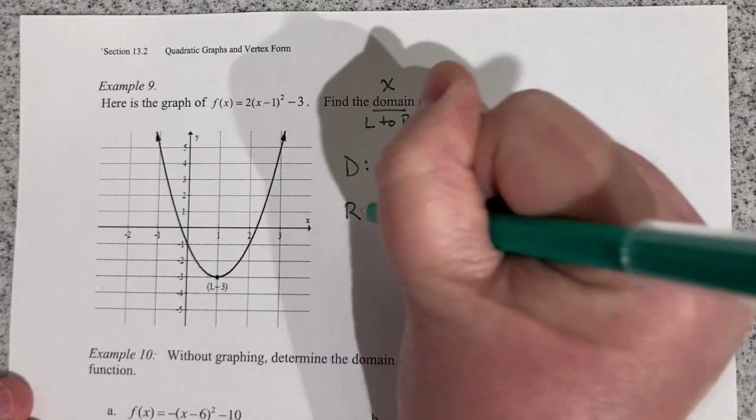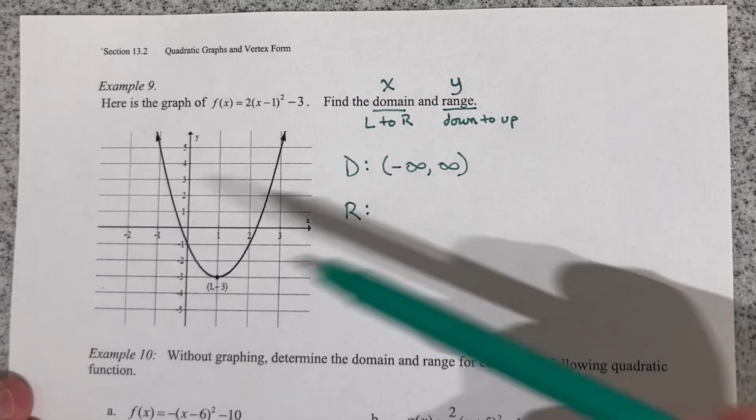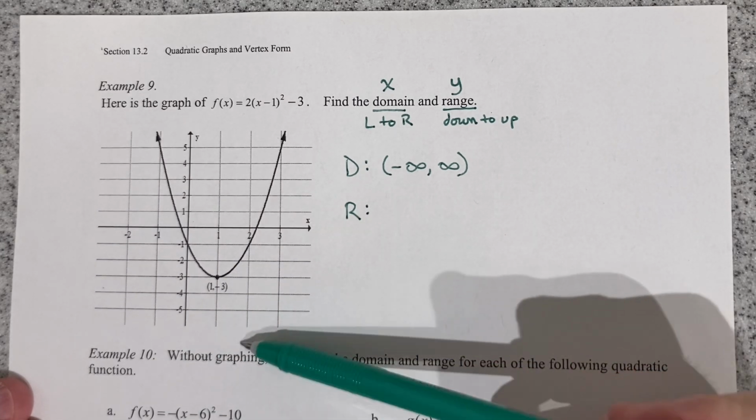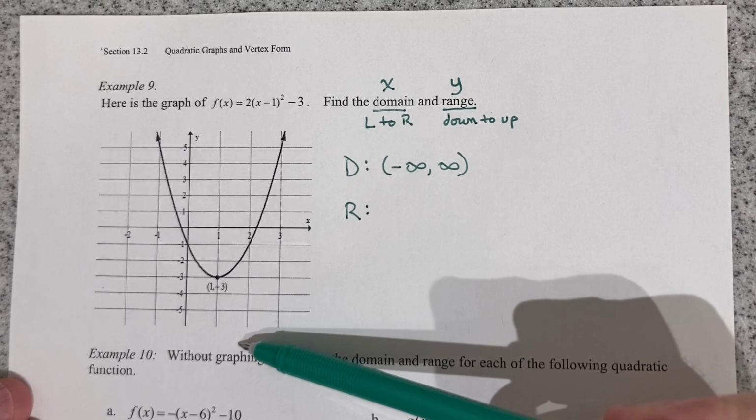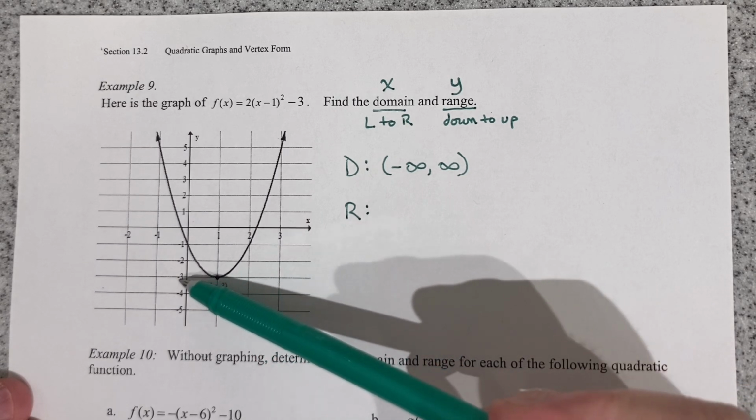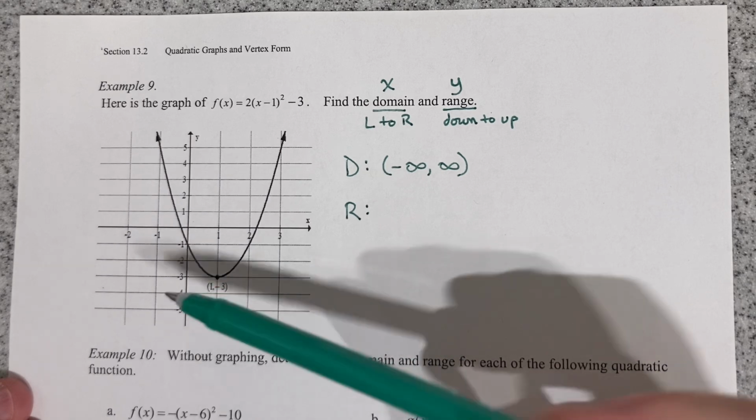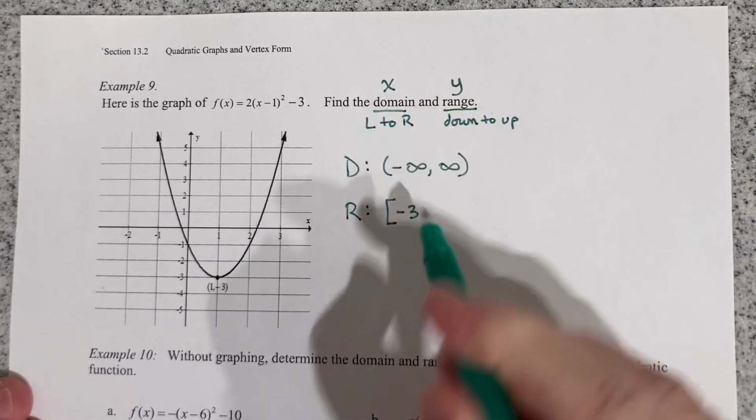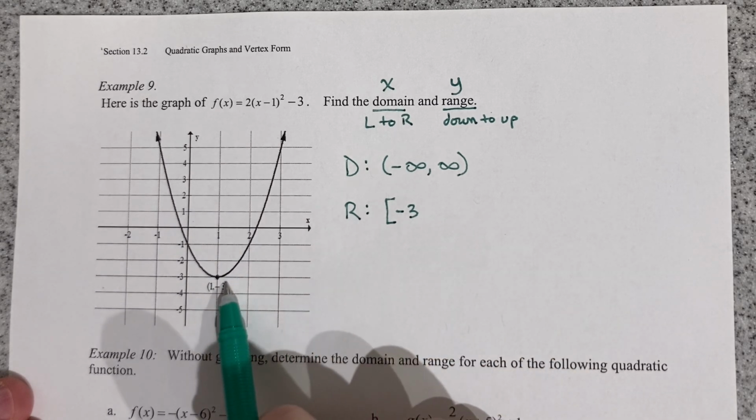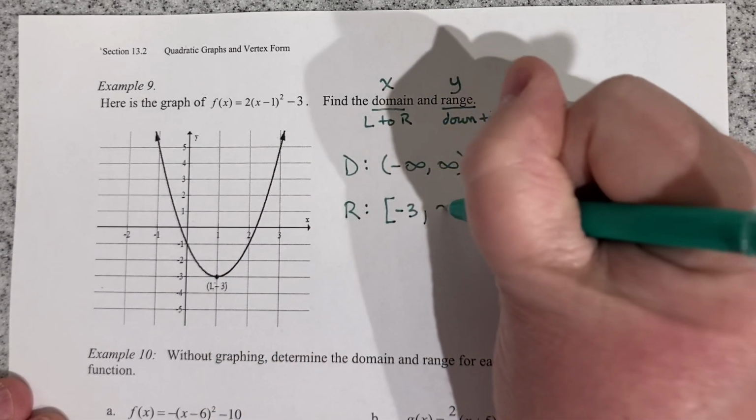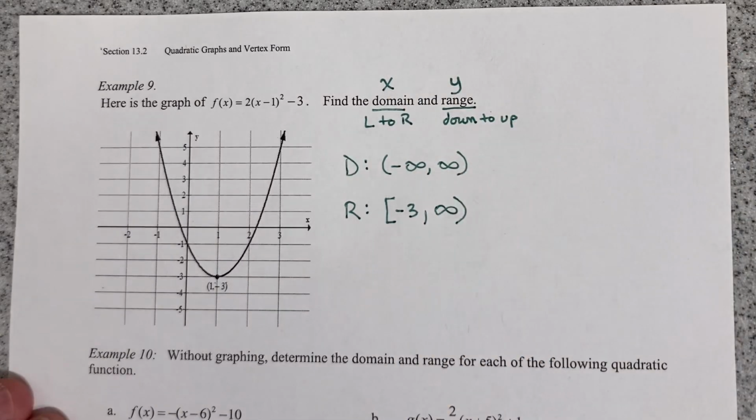Range is a little different. So if I go all the way down, this graph doesn't go down to -infinity. What's the lowest Y value we can hit? The lowest Y value is -3. And we do touch -3, so that's why we use a square bracket. Square bracket means we touch that Y value, and then it goes up to +infinity. All right, so not bad.